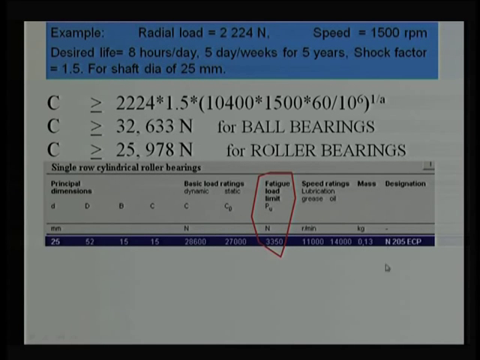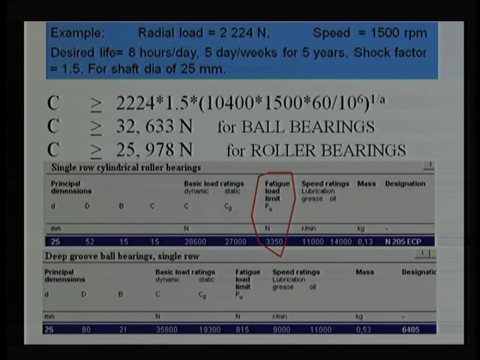And there is some number given here, that this kind of bearing has some designation. Well, say that, N205 ECP. What is the meaning of this designation? We will be discussing it later. Now, we think about the ball bearing. This is from the roller bearing point of view. We have the other option to choose a ball bearing.